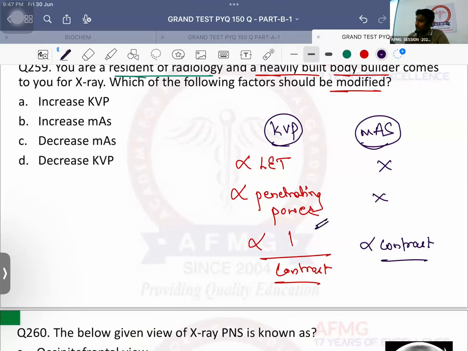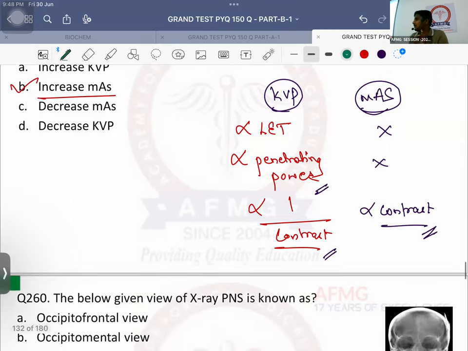We can also increase KVP, but when we increase KVP in an obese patient, penetrating power will be better, but the image's contrast will be bad. Because we are increasing KVP, contrast is falling, and that is why we will not get a proper clear image. Therefore, it is definitely better to only increase the MAS, so we have to increase milliampere second. No issues with this, anybody?